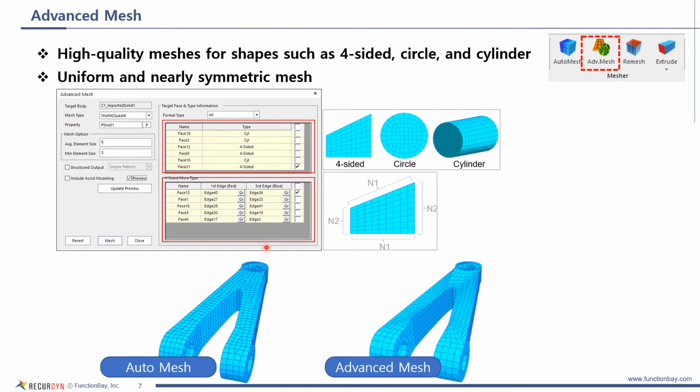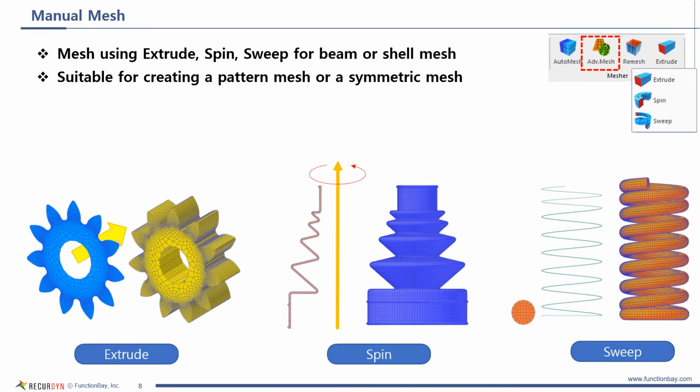However, the success rate of Advanced Mesh is a little lower than Auto Mesh, and it does not provide various options. Manual Mesh is used to create a uniform mesh using functions such as extrude, spin, and sweep for beam mesh or shell mesh.